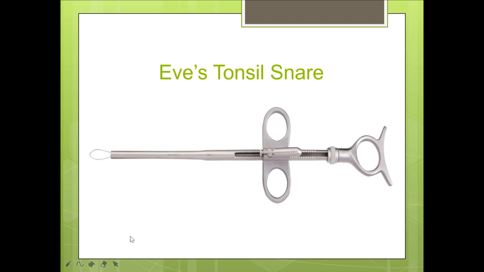This is the tonsillar snare. Here there is a loop of wire. We will open this loop of wire and then pass the tonsillar mass through this loop of wire. We will apply this tonsillar snare at the lower pole region. This is the Eve's tonsillar snare.